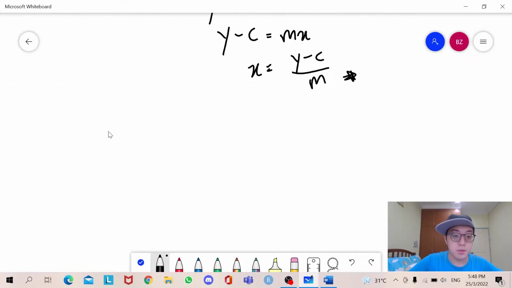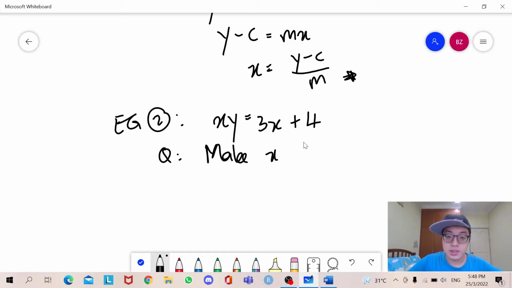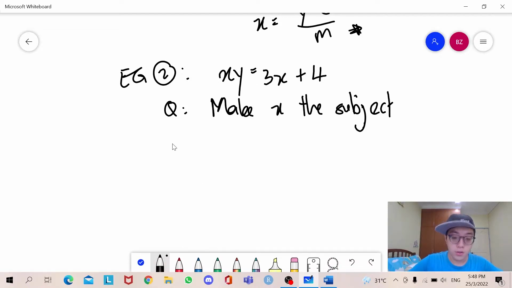Let's see another example, example number 2. We have xy equals 3x plus 4. The question asks you to make x the subject. As you can see at the left side here, xy is a term, and then there's another x term at the right side. So first we need to gather all the x's at one side. So xy minus 3x equals 4. This is the first part to do.